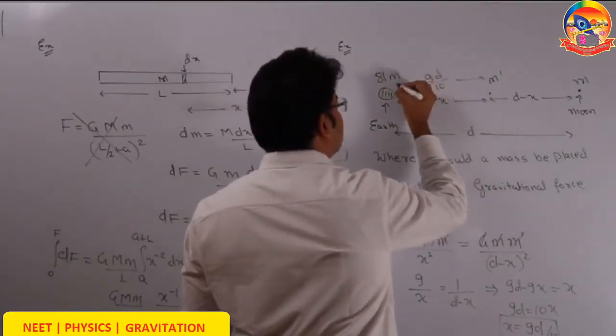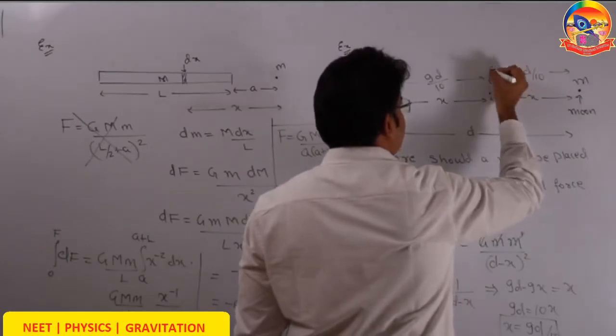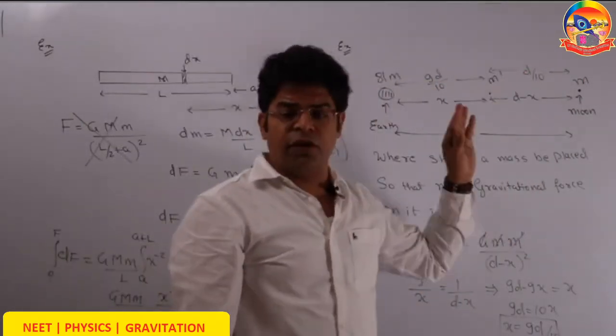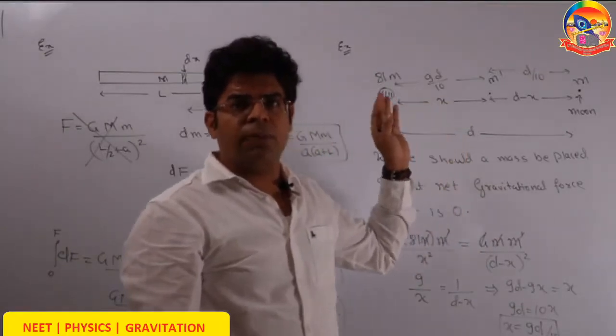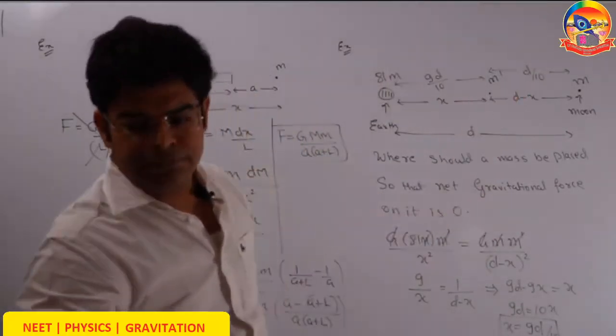So the distance from moon comes out to be d by 10, 1/9 the distance. So if the ratio of mass is 81:1, the ratio of distance for the null point, or the point where the gravitational field is 0, is 9:1.